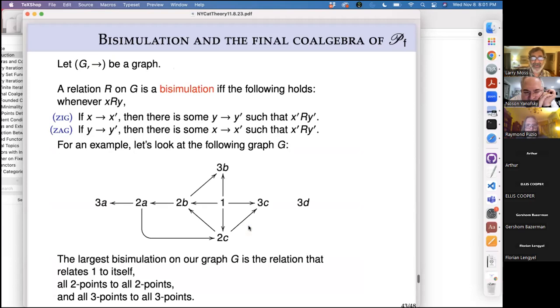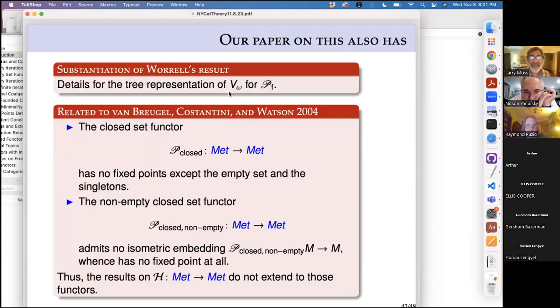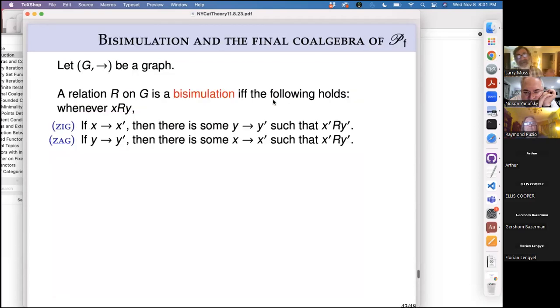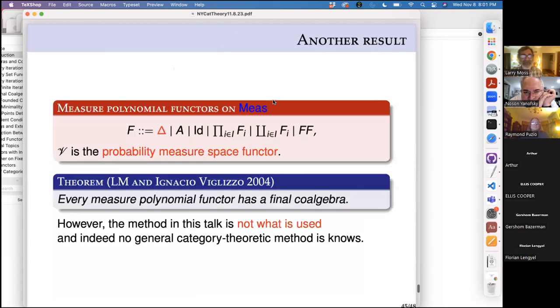I don't think I'm going to tell you. Worrell gave a representation in terms of trees for what the final coalgebra of this is, trees and also graphs with bisimulation. I think it's kind of late. I think I will skip it.